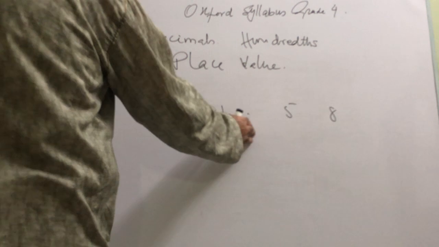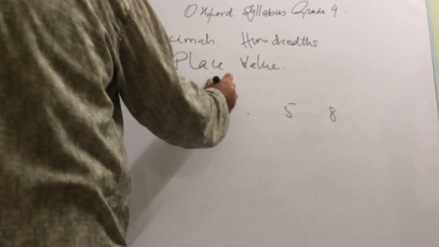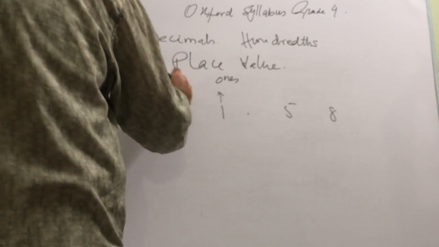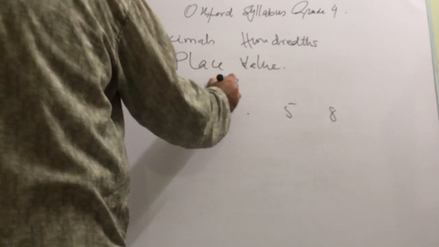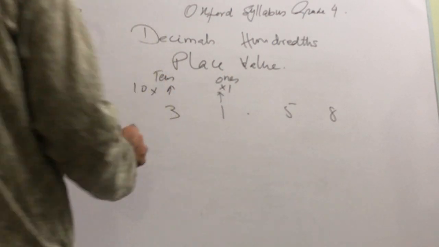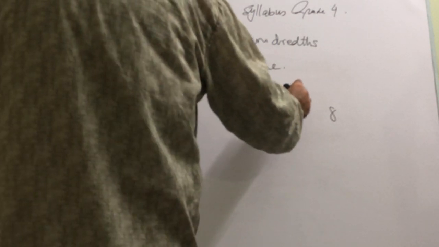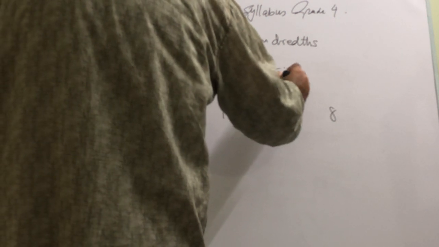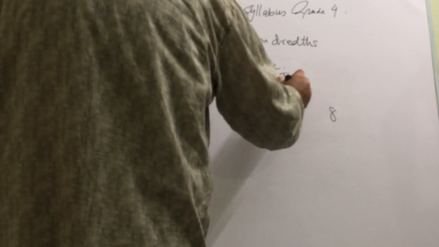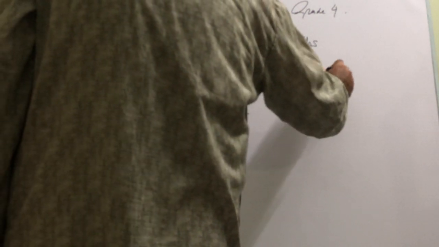On this side of the point, this is ones, this is tens. We multiply with 1, we multiply with 10 to get their value. Here we have tenth. We multiply with 1 over 10. Here this one is hundredth.